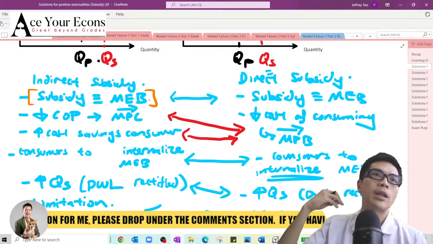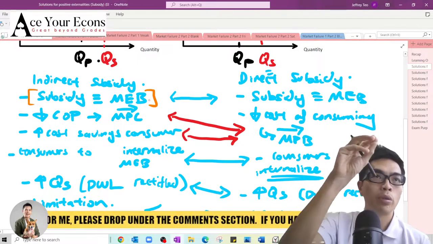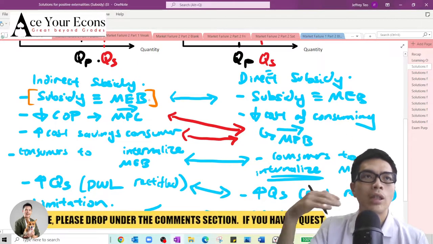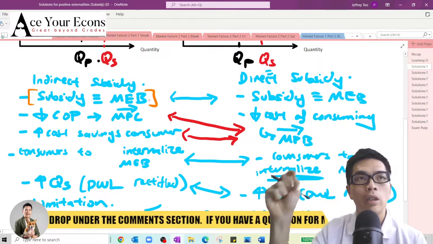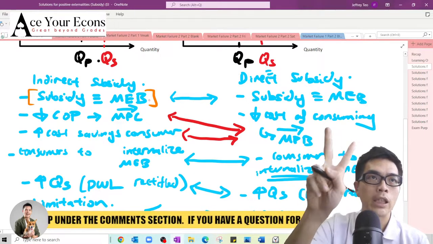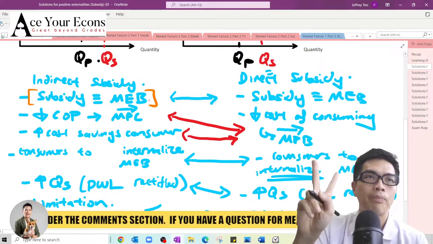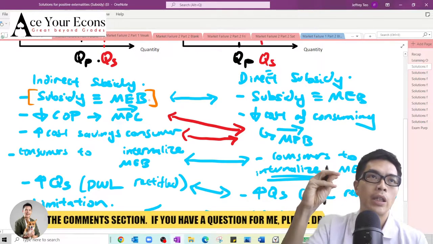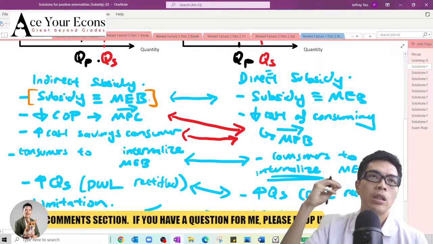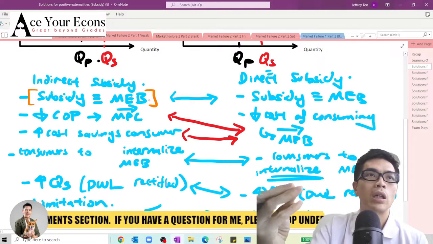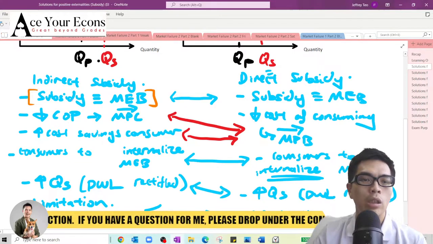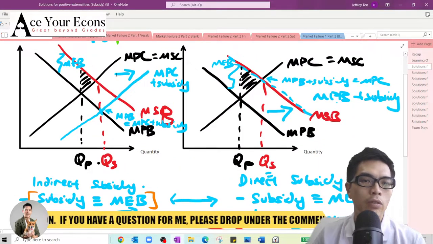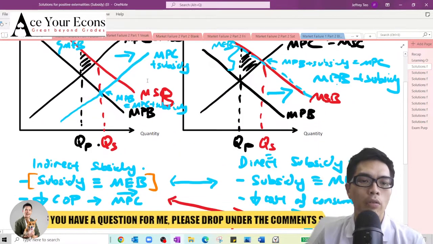Then the subsidy will have to work through the producers to the consumer. Some of the students forgot to relate to producer or forgot to relate to consumer. So these two parties must be present in your answer. An indirect subsidy is granted to the producer, and the producer will experience a lower cost of production. And this will cause your MPC curve to shift to the right because of lower cost of production.